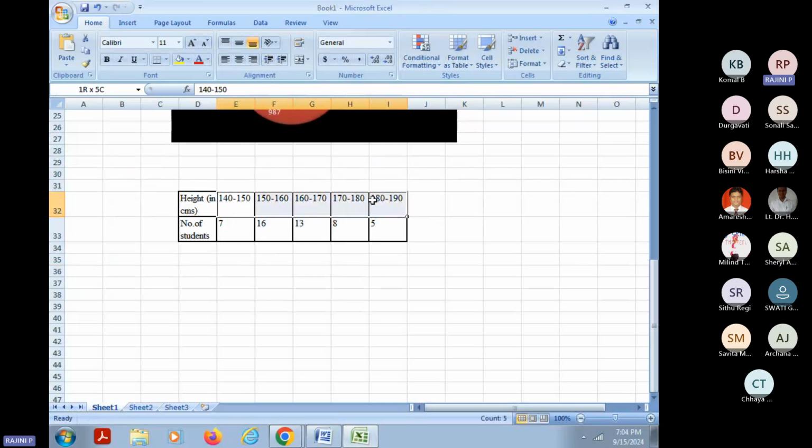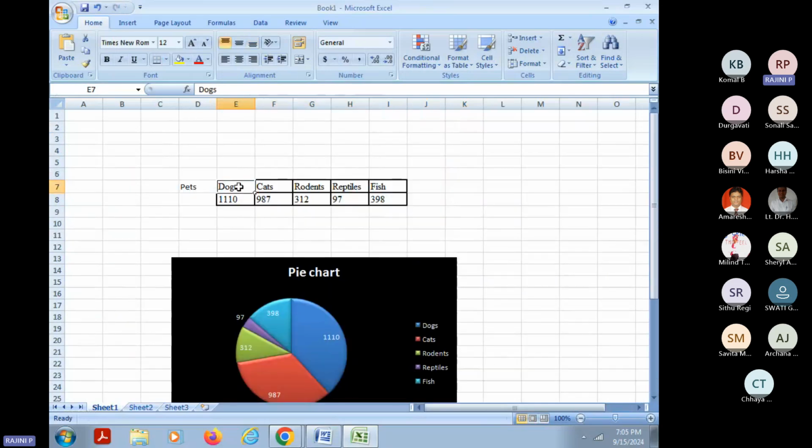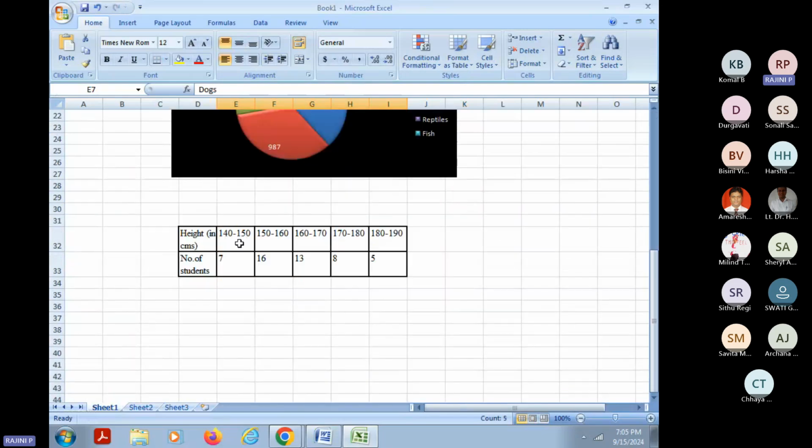Now check what the other variable is. In the previous question, it was pets. That means it is categorical, which you cannot measure; you have to observe it. And here, height in centimeters can be measurable. That means height is a continuous random variable.